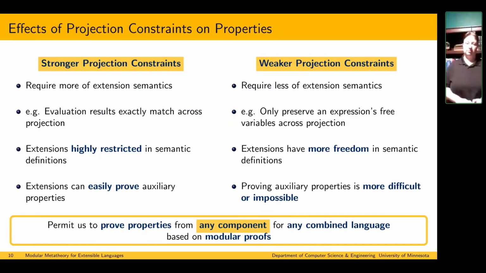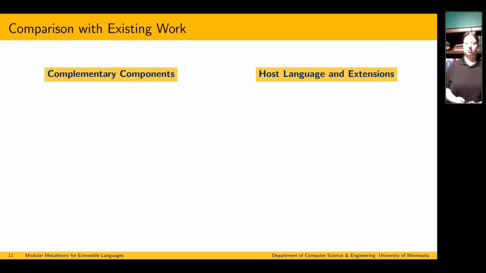And of course, we aren't the first people who thought about trying to have a modular approach to developing metatheory. So there's kind of two bodies of previous work, depending on the kind of language they're considering. We consider all the previous work to fall short on some of the goals that we have.